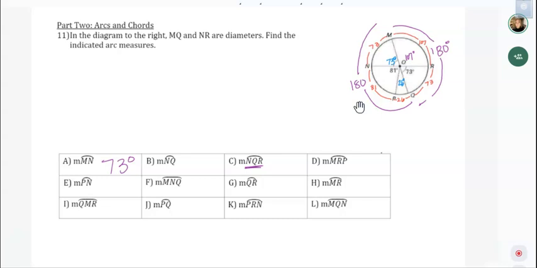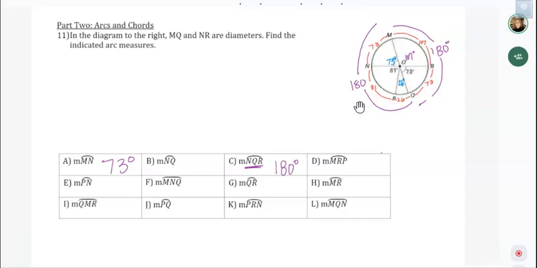Now when you have something like NQR, that tells me that Q has to go in between N and R. So that tells me which direction on the path that I need to go. So I need to go from N towards Q, and then R is my ending point. NQR. How big is NQR? 180.